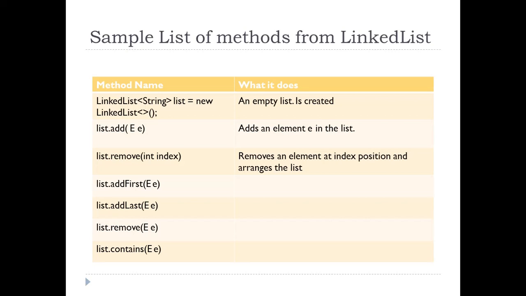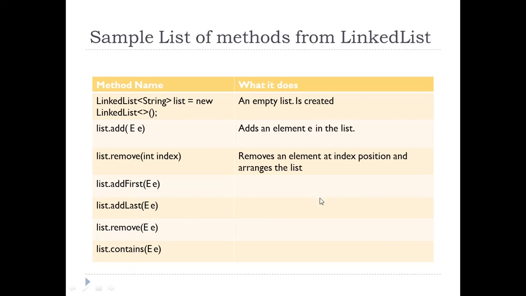Here is a sample list of methods for linked list. I have given what a method does for the first three methods. Similarly, you have to find out what add first, add last, remove, and contains methods do. And at your end, you are supposed to write what is done if you call these methods or use these methods in your program.